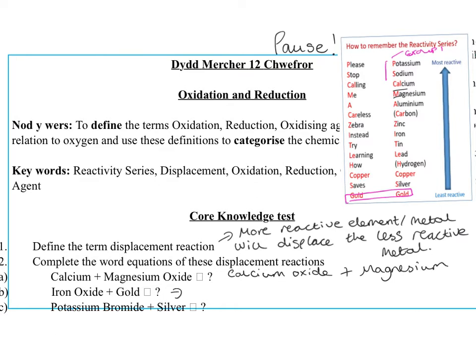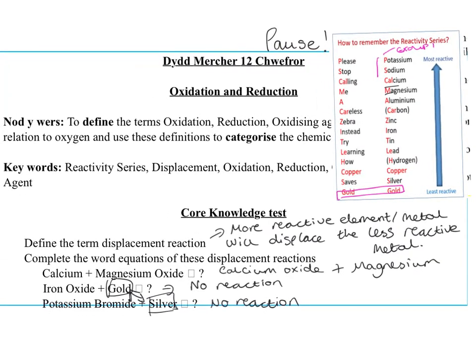Next one then, iron and gold. Straight away you should be looking at thinking gold's the lowest, so there's going to be no reaction there. And then with this one again, silver's really low down, potassium is one of the most reactive metals, so again there'll be no reaction. They are not reactive enough to steal away the non-metal compound. Just put the reactivity series there if anyone needed it.